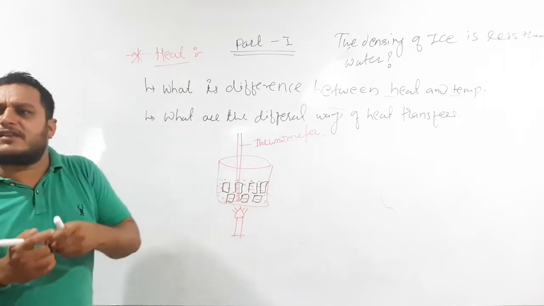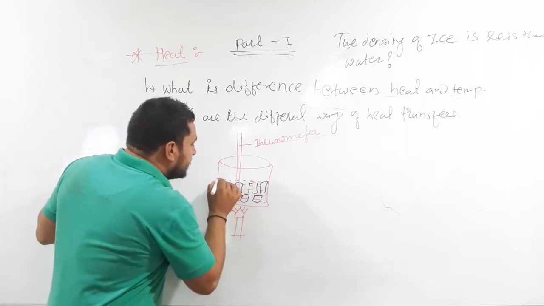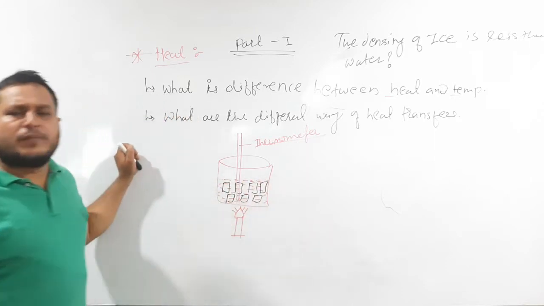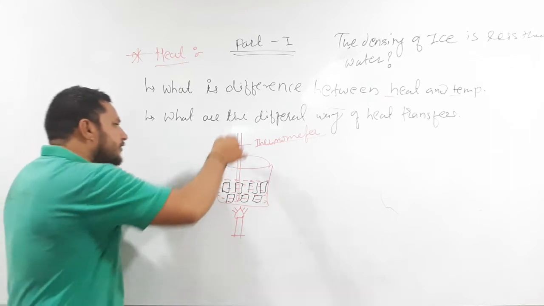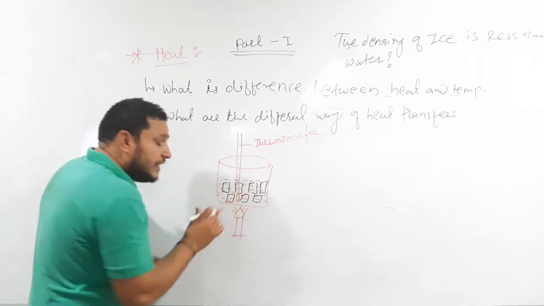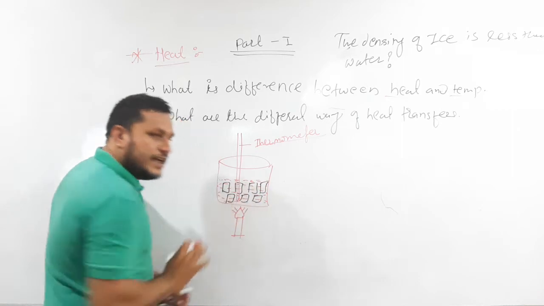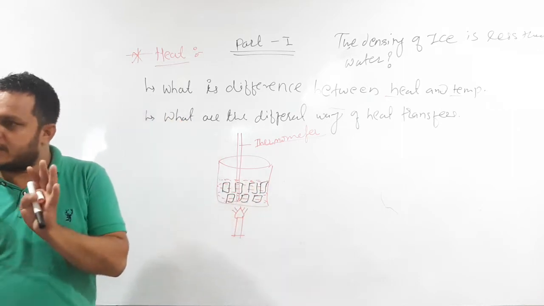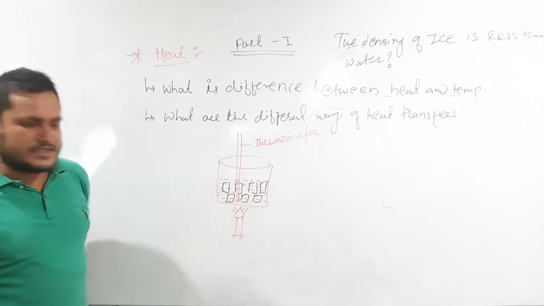Initially the temperature will be constant. Why? I am telling you. Suppose the temperature of the water is normal room temperature. But after putting the thermometer inside the water, the temperature will change. Why? Because inside the water there is the ice cube. Leave it, whatever the temperature, we are not concerned about that.